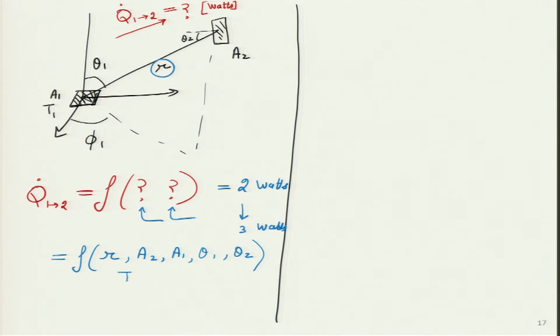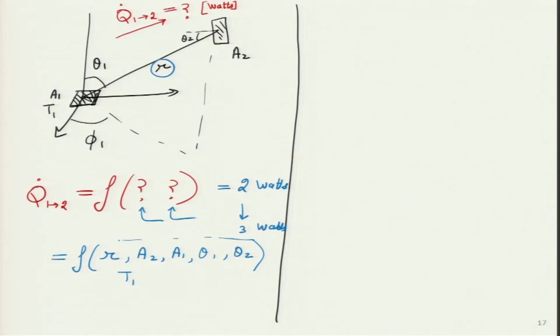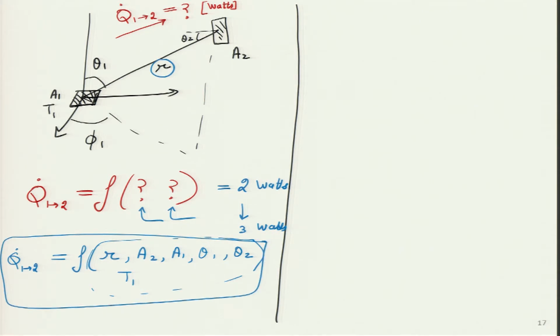What about T1? If somehow we are able to convince surface 1 that originally you were at 400 Kelvin, let us say, and that surface's temperature increases to 500 or 600 Kelvin, then definitely the amount of energy hitting surface 2 will increase. To my understanding, these are the 6 variables which lead to change in q dot 1 2 over here. Do the students understand this concept?